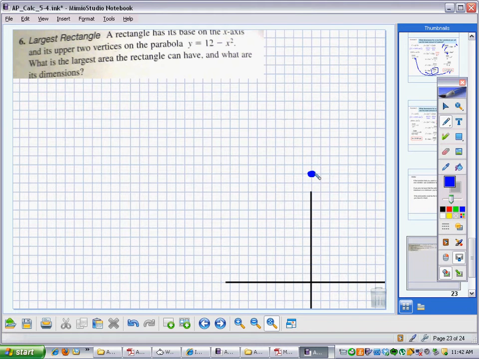I'm not going to be too picky on where it touches the x-axis. Let's just go like this. Because now I'm going to draw this rectangle in. Okay, so let me change colors. I'm going to draw a rectangle. Its two upper vertices are on the parabola, and the rectangle is on the x-axis. It says, what is the largest area?